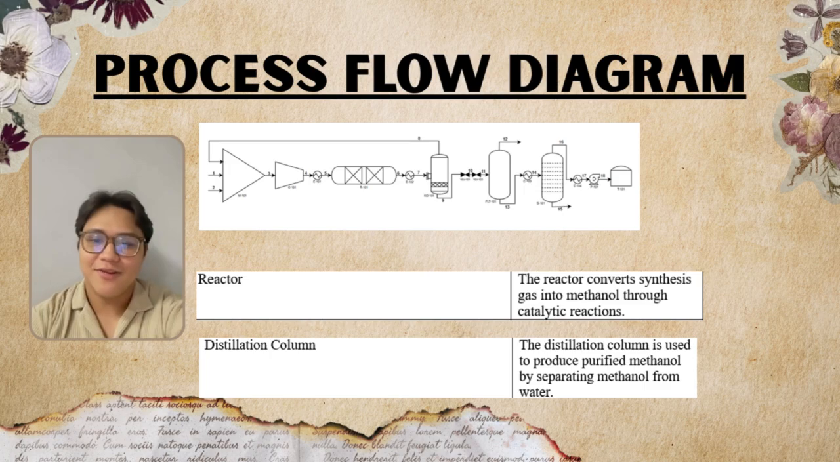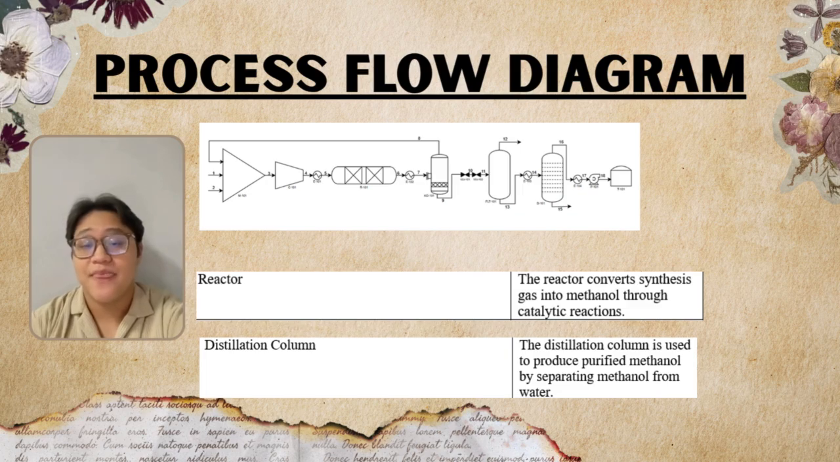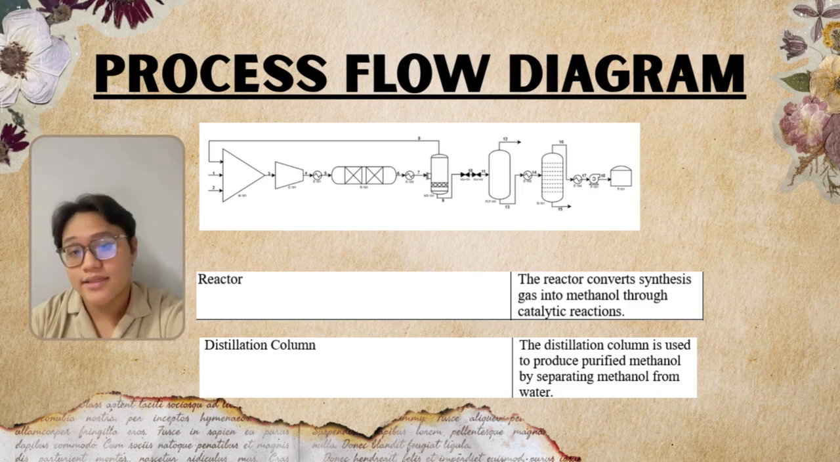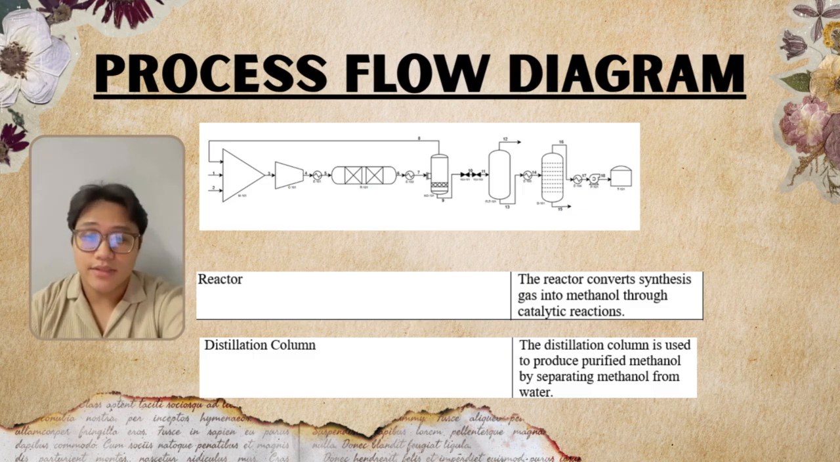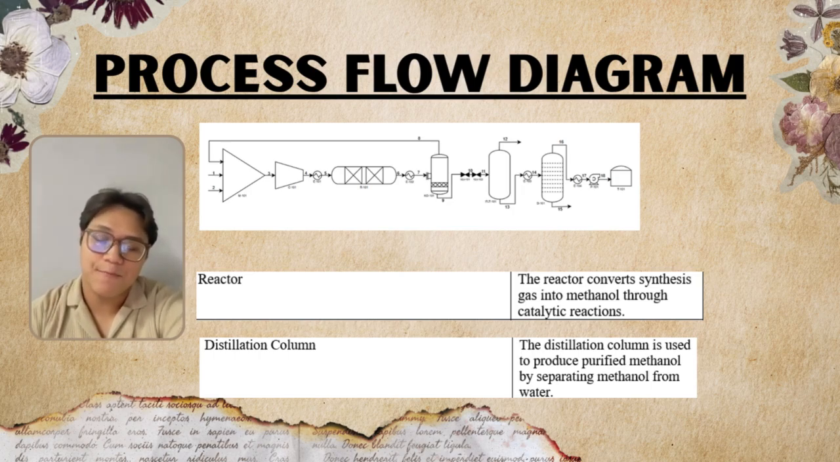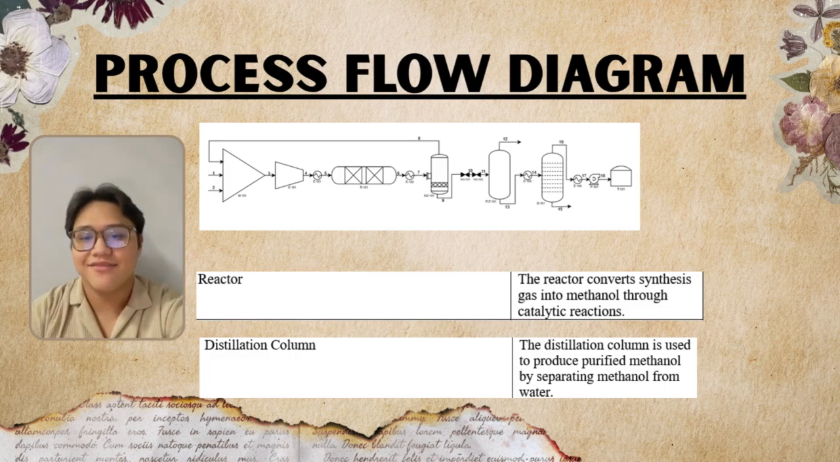Now for the process flow diagram and its unit functions. So our process flow diagram includes 11 main unit operations. The key components are the reactor, where synthesis gas is converted into methanol, and the distillation column, which purifies our final product. Other units such as heat exchangers, compressors, pumps, and the valves help maintain steady operation. And each of these units works together to make sure the overall process is efficient and safe.